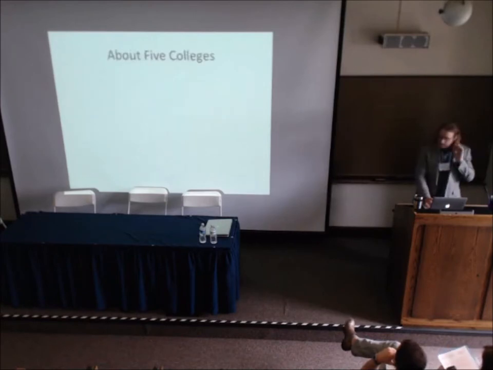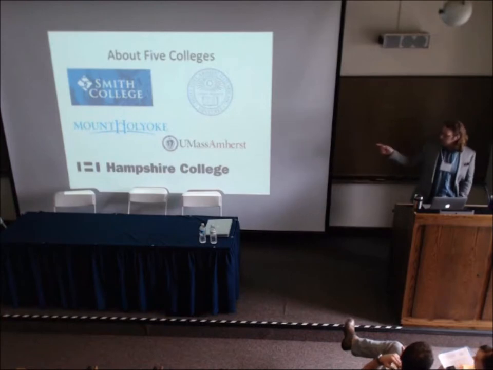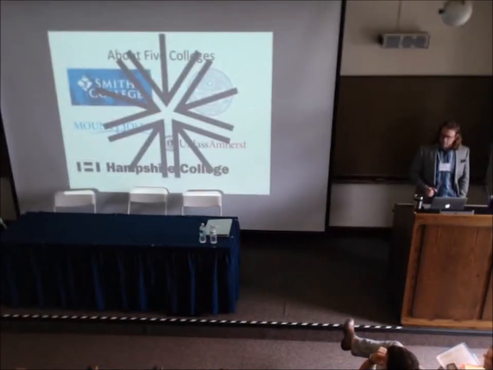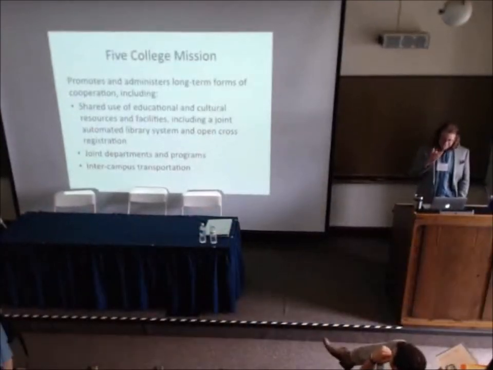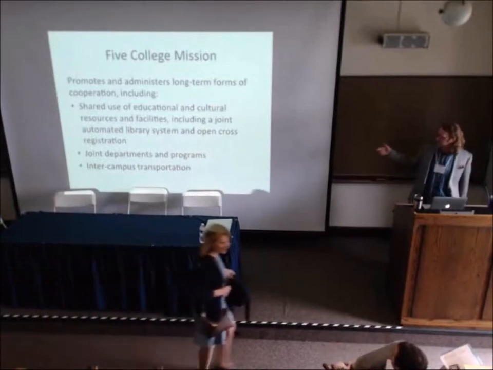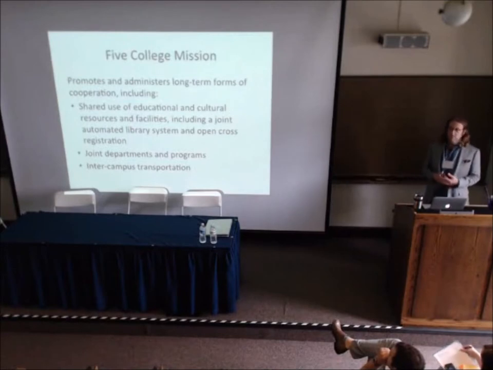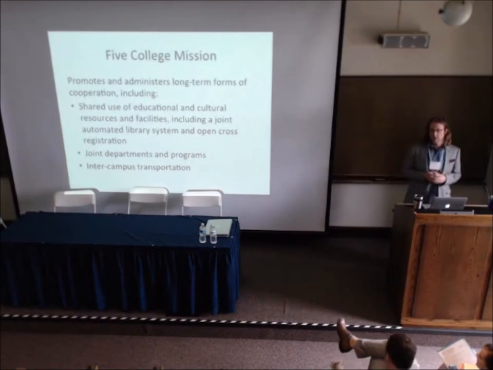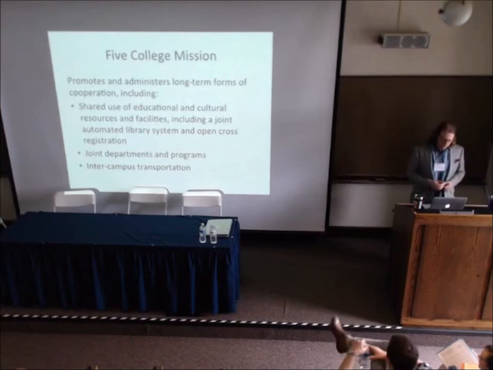So about the Five Colleges. The Five Colleges are Smith, Amherst, Mount Holyoke, the University of Massachusetts at Amherst, and Hampshire College, and the Five College Consortium rules them all. The mission of Five Colleges is to promote and administer long-term forms of cooperation. So we have a lot of shared educational and cultural resources, including a shared library system, departments and programs, and intercampus transportation. So it's logistical, and it also tries to do some visioning and convening work around that kind of thing.